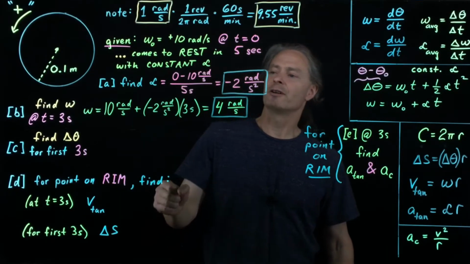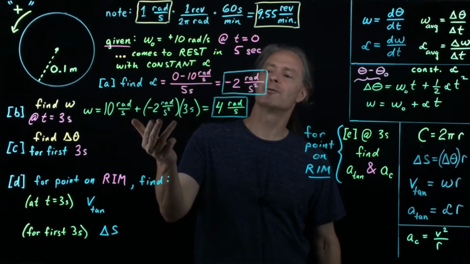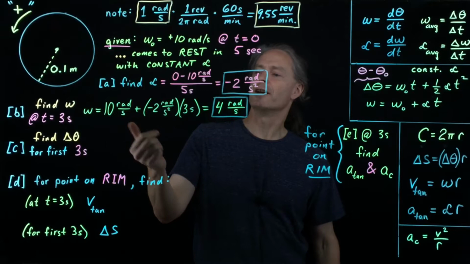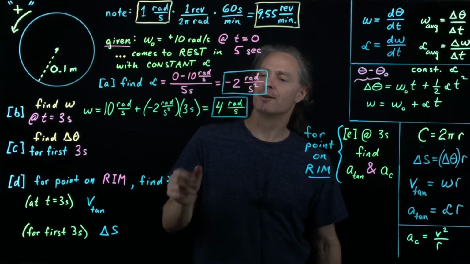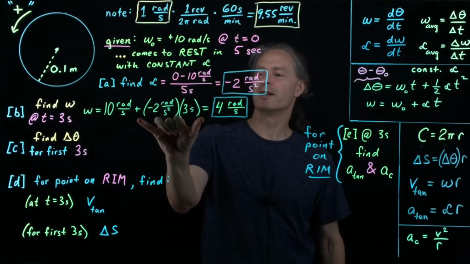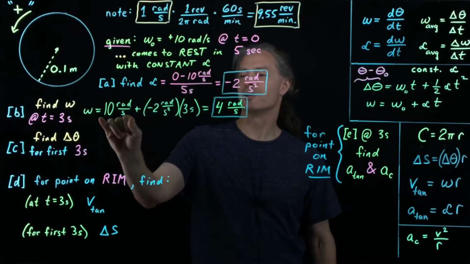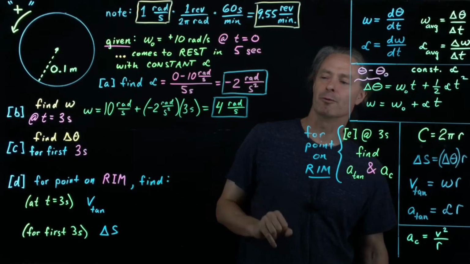We see the effect of the angular acceleration is basically to bleed off 2 radians per second of angular velocity every second. So in a time period of 3 seconds, we've bled off 6 radians per second worth of angular velocity. Subtracting that from 10 radians per second, we get 4 radians per second.